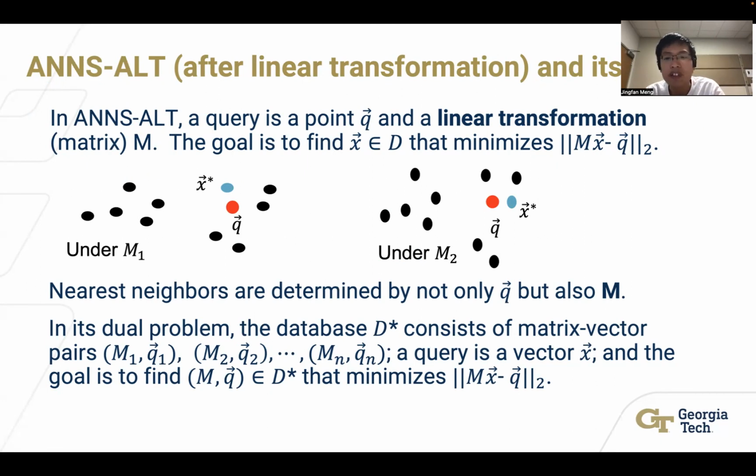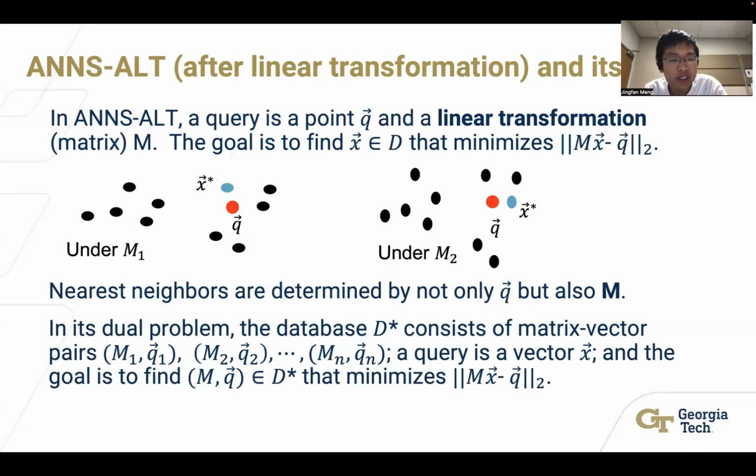So what does this mean? Different M's can change the matrix and determine different nearest neighbors. Such as in these two examples, suppose M1 stretches the horizontal dimension and compresses the vertical dimension, and M2 does the contrary. The nearest neighbors in these two different queries are different because in M1, the blue dot is closest to Q, but in M2, a different blue dot is closest to this query Q.